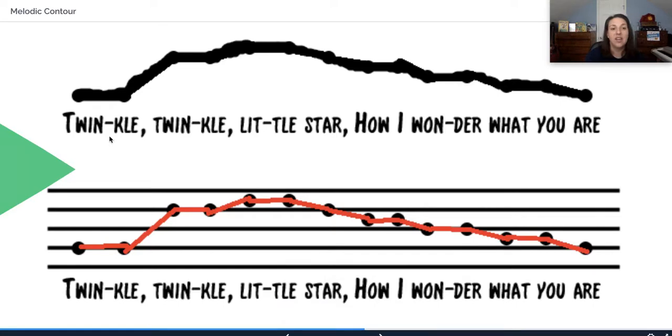So if we start down here, we have twinkle, twinkle, little star, how I wonder what you are. And it's the same on our musical staff. You can just see it a little bit better with that red line connecting the dots. So you have it where it starts out here and it jumps up, so it rises, it's a little flat, and then it falls. So let's try that together.